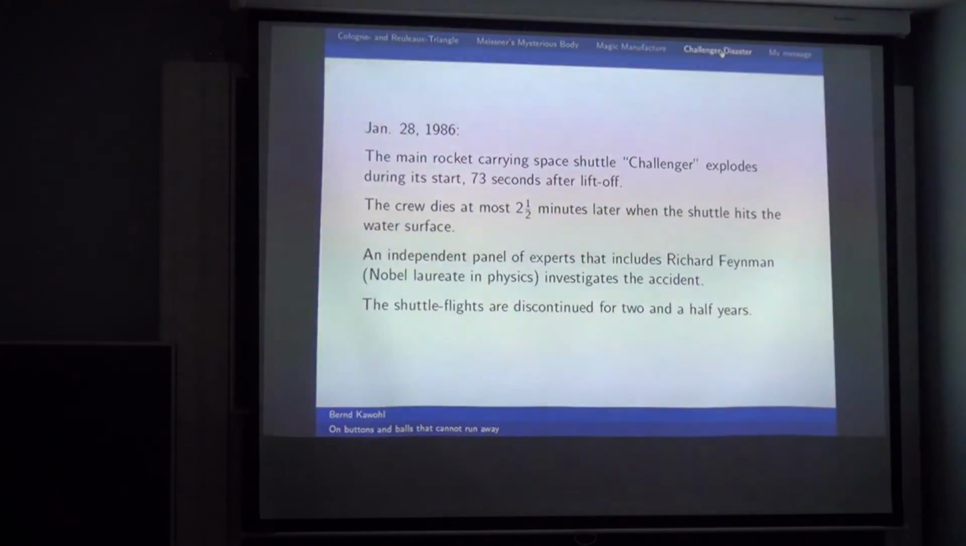So now we know that there are these strange convex sets, and what are they good for? Well, they are good to build some exotic drills and machines.